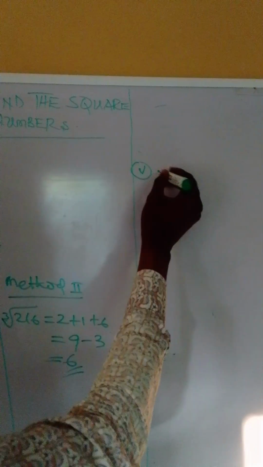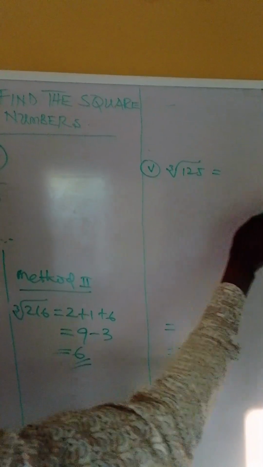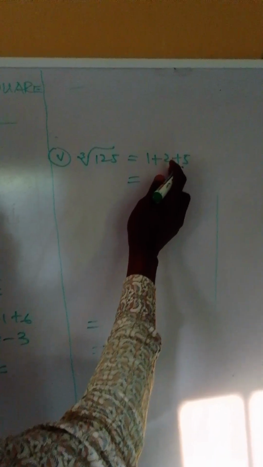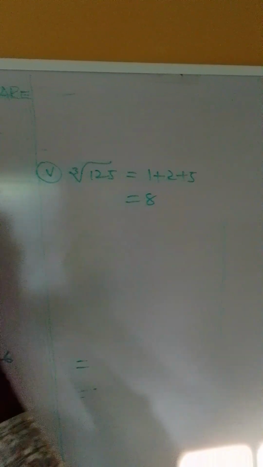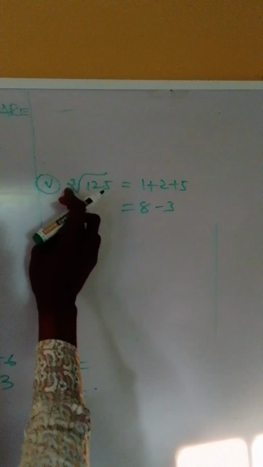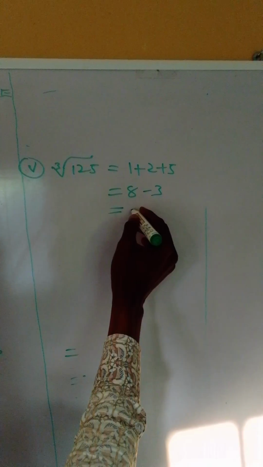Number 5, cube root of 125. So I'm going to add these 3 digits together. 1 plus 2 plus 5. 1 plus 2 is 3. 3 plus 5 is 8. Alright, then I'm going to subtract 3 from 8. The 3 is coming from the cube root, which is this 3 I have here. So 8 minus 3 is what?